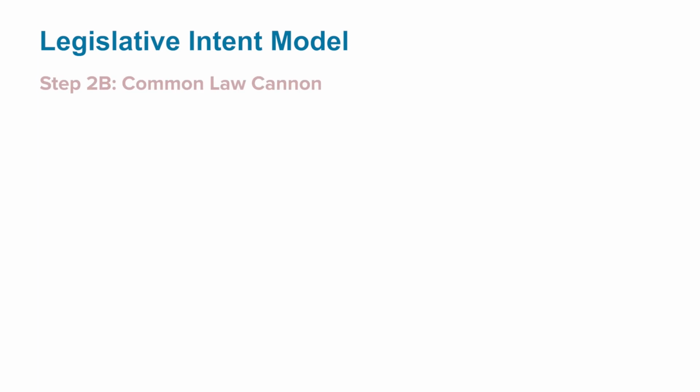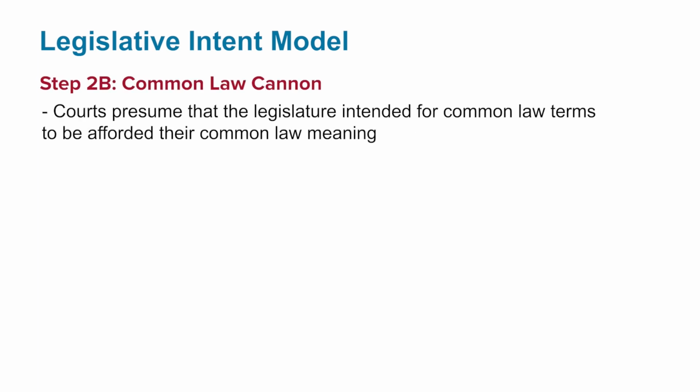The second source courts consult to assess legislative intent is the common law meaning of terms and phrases in effect at the time a statute was enacted. Under this so-called common law canon, courts presume that the legislature intended for common law terms to be afforded their common law meaning. Here's the idea. Legislatures pass laws in a broader legal context where particular terms and phrases may have a widely accepted meaning. In that case, it seems safe to presume that the legislature intended to incorporate this widely accepted meaning unless the legislature gives some indication to the contrary. I want to illustrate by returning to the vague term of attempt.